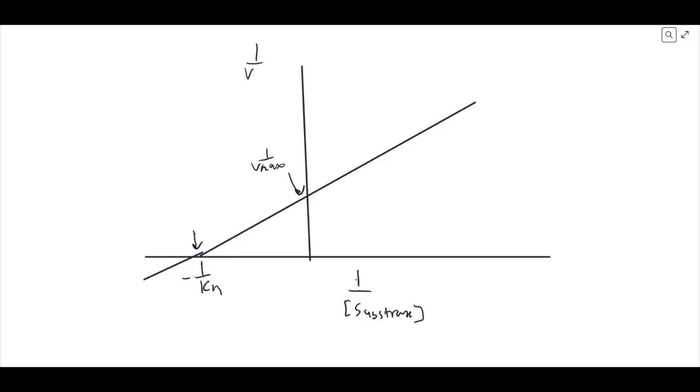And so because we have a slope here, we know that our y is 1 over Vmax and our x is 1 over Km. Evidently, it's Km over Vmax, since we had to take the reciprocals from both of them.